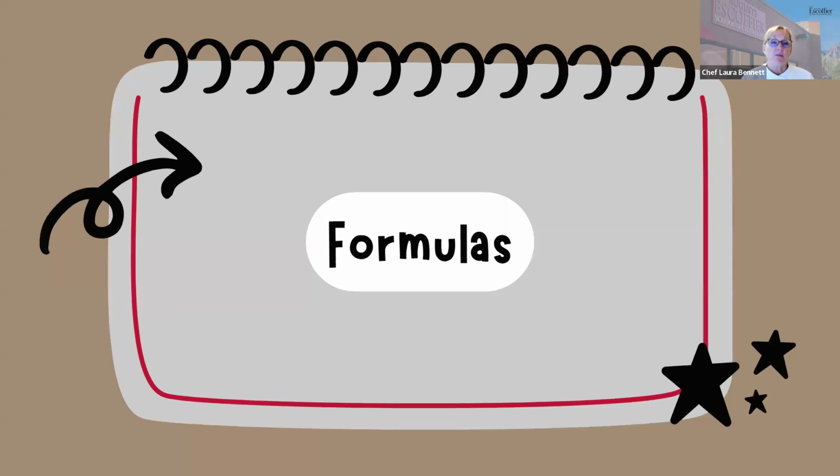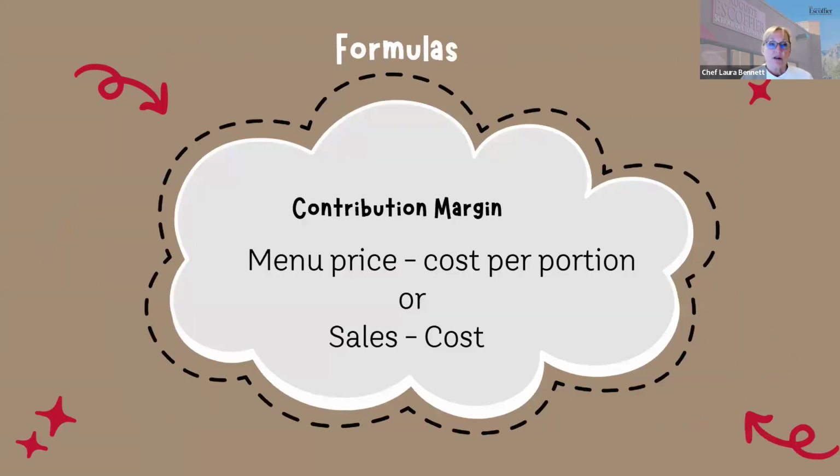All right, let's look at some more formulas. Contribution margin. This is not your profit. I always like to stress that. This is not your profit. Your contribution margin is the money that is left over that's going to go into your contribution bank after you sell that item, right? So your menu price minus your cost, or sales minus cost.